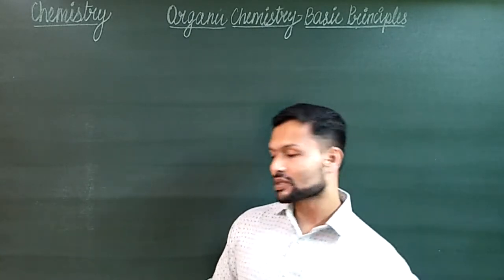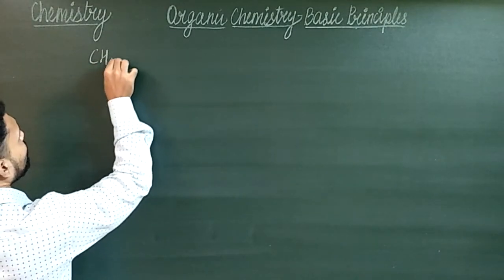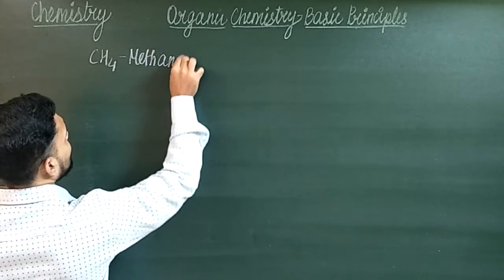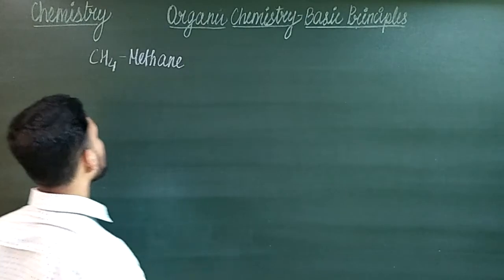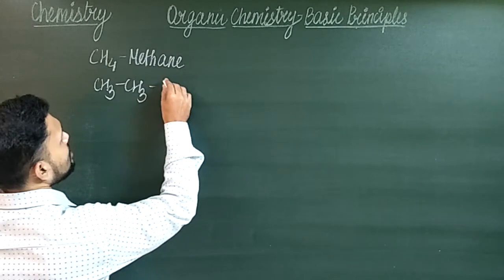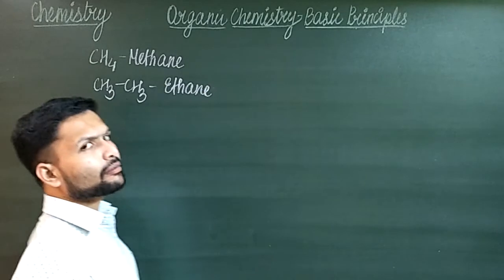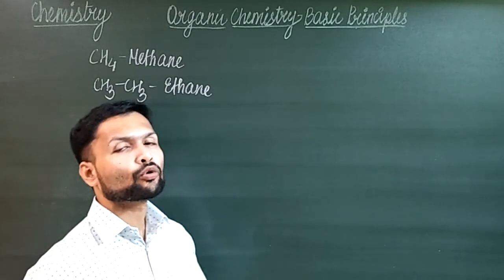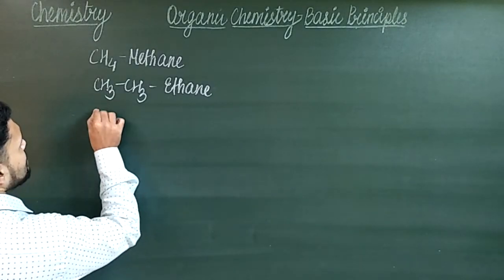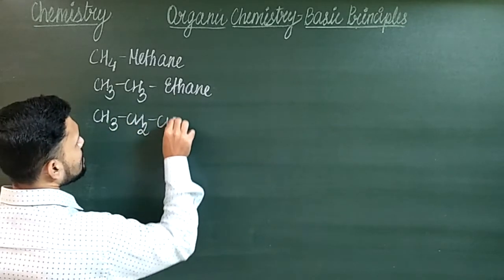So we'll start with the first carbon compound, that is methane. Obviously its IUPAC name will be methane. Next, the two carbon compound CH3-CH3 will be written as ethane. Remember, common naming starts from 3 or more than 3 carbons in the organic chain. So these two are quite simple. How to write propane: CH3, CH2, CH3.